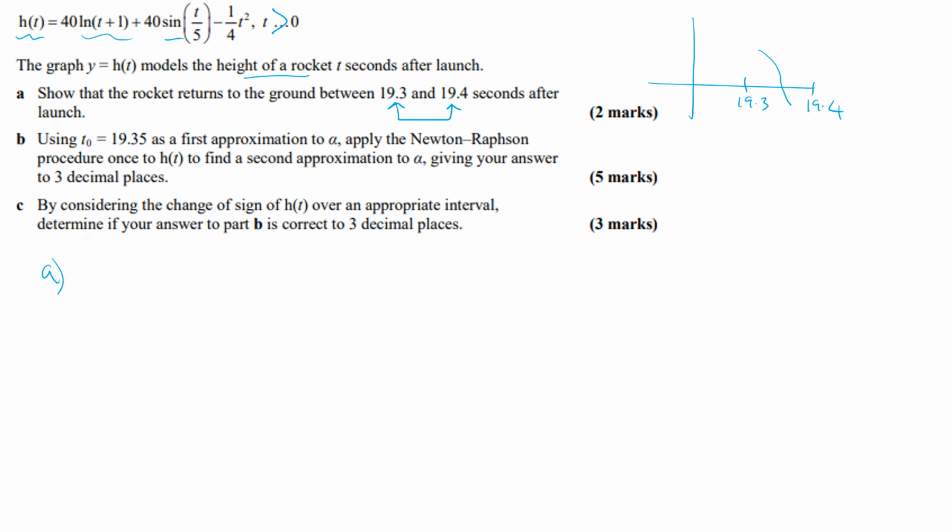So all we need to do is do h of 19.3. So if you put t in as 19.3 into the function, out will come 0.975, and then we do the same with 19.4, and we get minus 0.393. Now the function is continuous across that interval, and we have a change of sign. Now to get the 2 marks, we must say that the function is continuous.